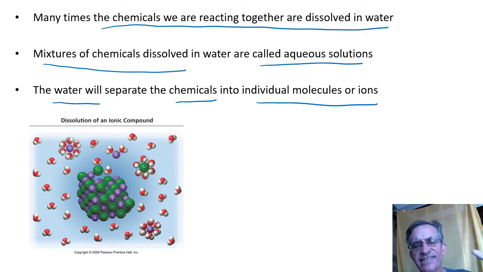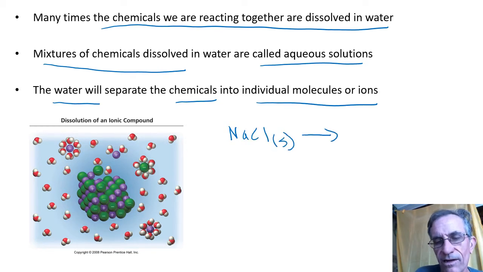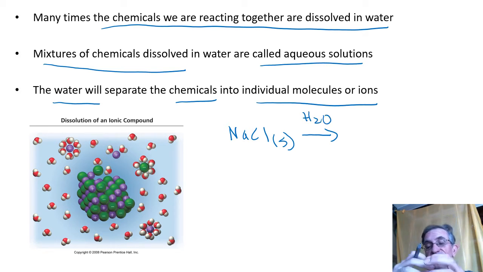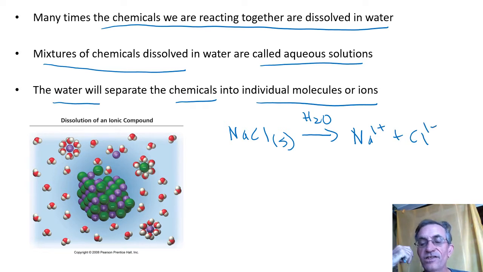So let's look at a little example. So an example of this would be if you just take good old table salt, right? Good old regular salt. When you put salt in water, table salt is NaCl. When we put that solid in water, and I'm just going to put water above the arrow, what happens is the salt separates the positive sodiums away from the negative chlorides. So the positive and negative ions break apart.